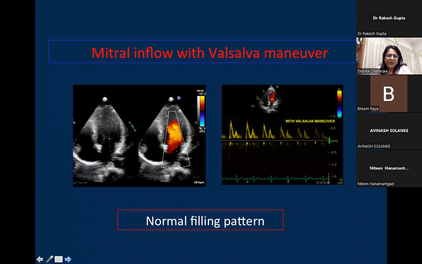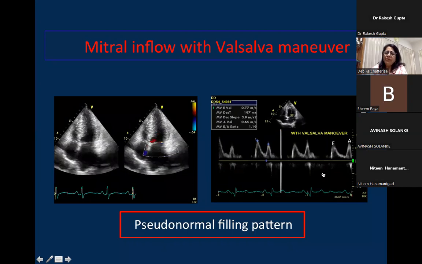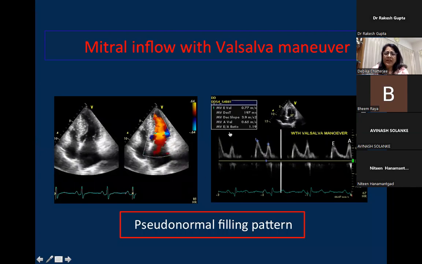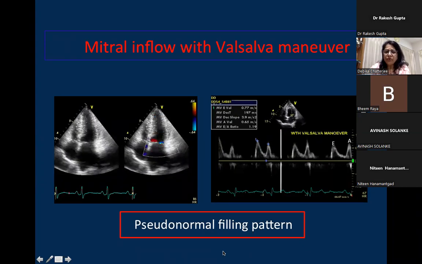On the other hand, if I look at that case of hypertrophic cardiomyopathy, where I got E wave more than A wave, and I asked the patient to do the Valsalva, look how it has gone back to its impaired relaxation pattern. And again, E wave becomes smaller than the A wave. So this particular pattern is pseudonormal. So this is one of the ways to differentiate normal from pseudonormal.